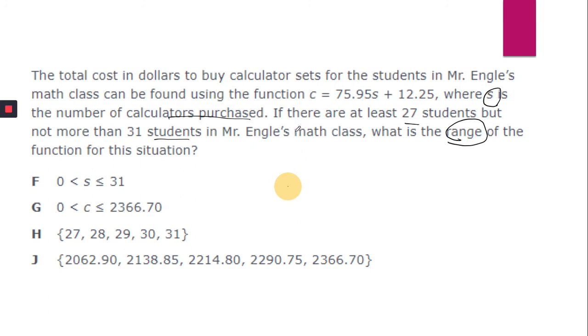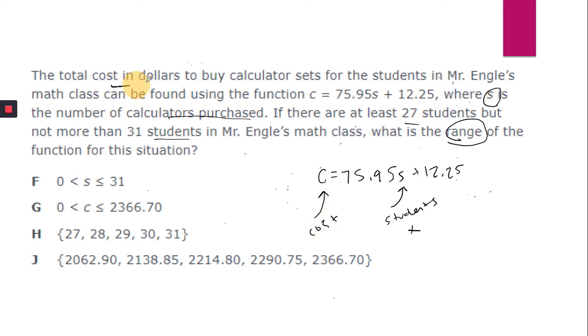Well, let's talk about something. In this equation, C equals 75.95S plus 12.25. S stands for students. That's my X value. And then C stands for the cost of the calculators, because it tells us the total cost in dollars is represented by this equation. Here's my question. If S is students, am I going to have a distinct number of students, or am I going to have a continuous amount of students?